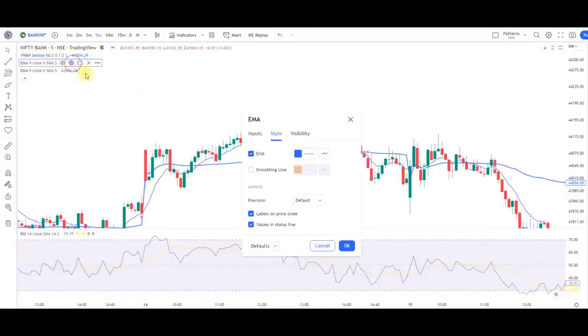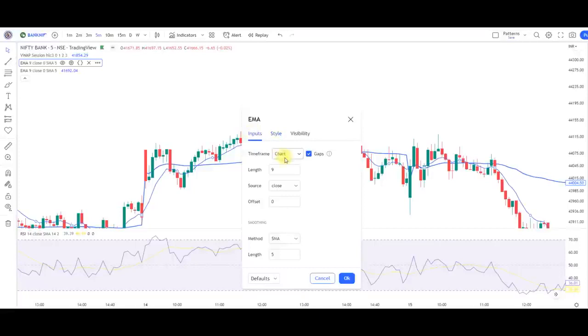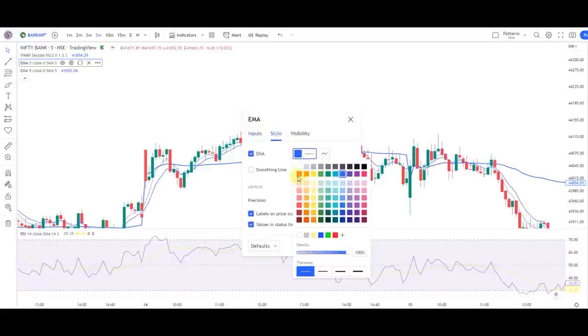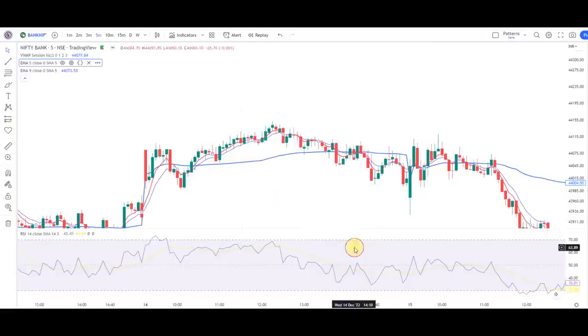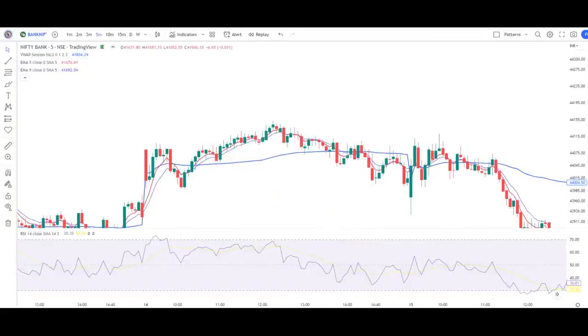Next is EMA 5. So go to inputs and make it 5. I am making the 5 EMA red in color. Okay, I'll give OK. Why do we add the 5 EMA? Because 5 EMA is the fastest moving average, and it will help the intraday traders to trail their profits. In my previous video, I have shown about 5 and 20 EMA. In that video also I have shown why we have to use 5 EMA for intraday trading.